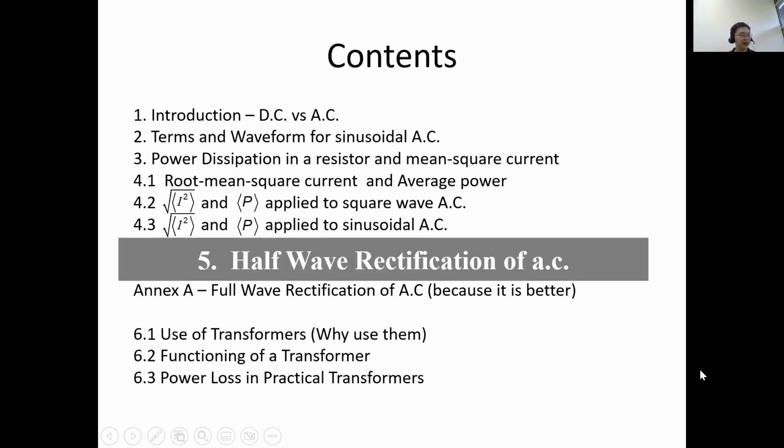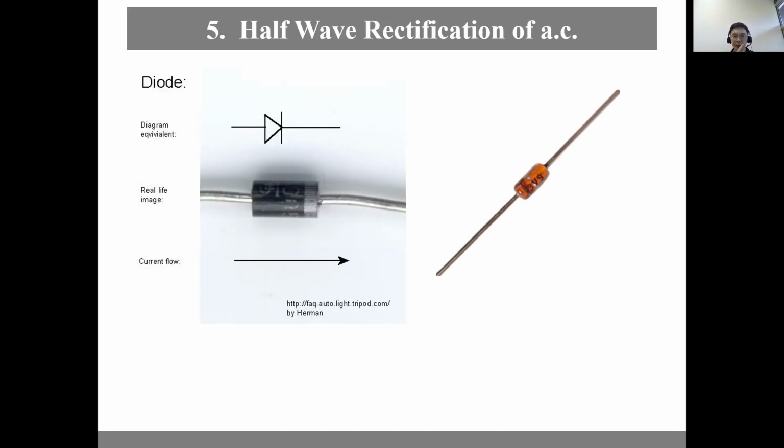Let's now look at part 5, half-wave rectification of an alternating current. To teach you this, I must first remind you what a diode is. A diode only allows current to flow in the direction of the diode. In this case, a play button, right? It's a circuit symbol, and the current will flow in the direction of the play button.